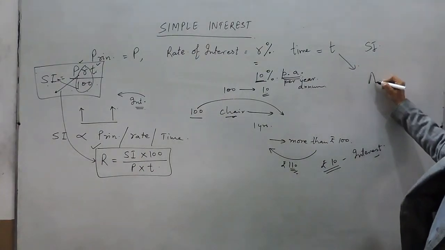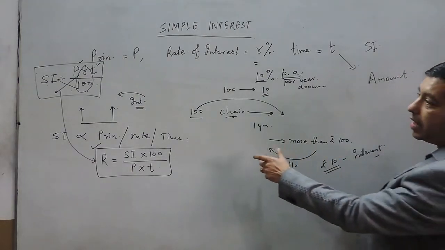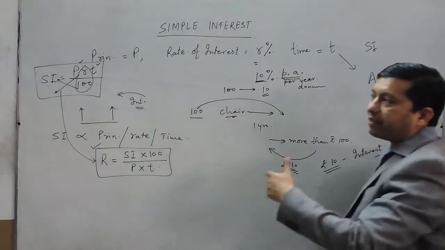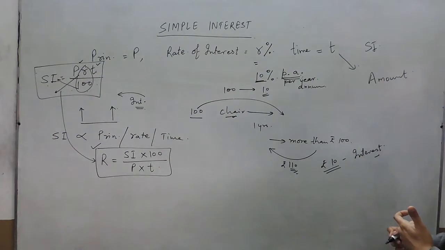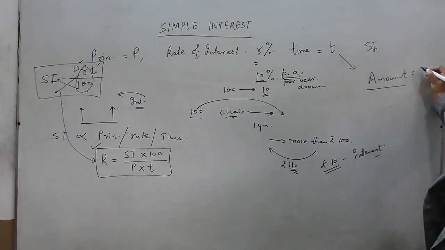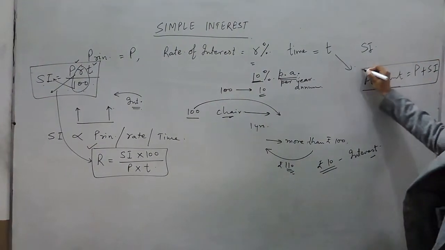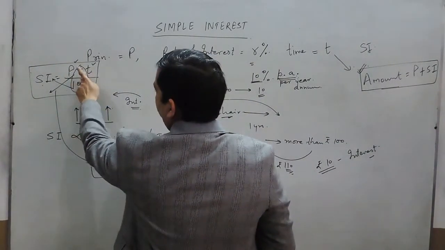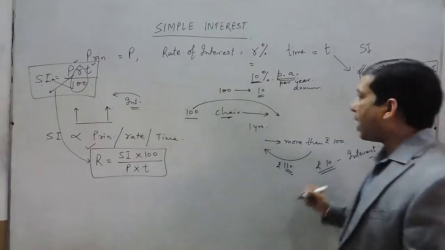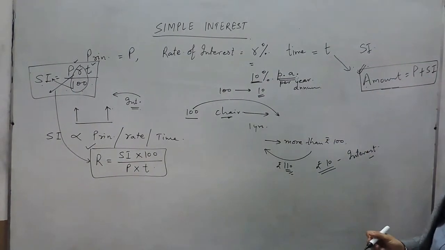Now, there is one more term: the money which we get back from the bank is known as amount. We already understood that the principal is the money which we deposit, and the simple interest is the interest which the bank gives to us. So the amount is nothing but principal plus simple interest. This is another formula. One formula is simple interest is equal to PRT upon 100. The other formula is amount is equal to principal plus simple interest.